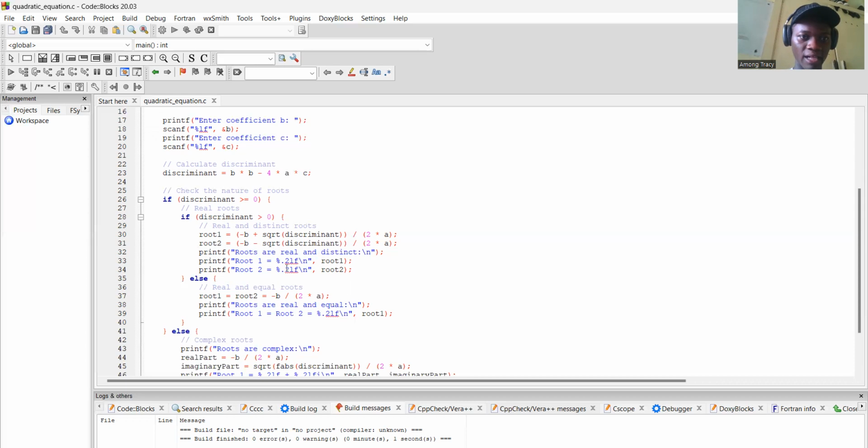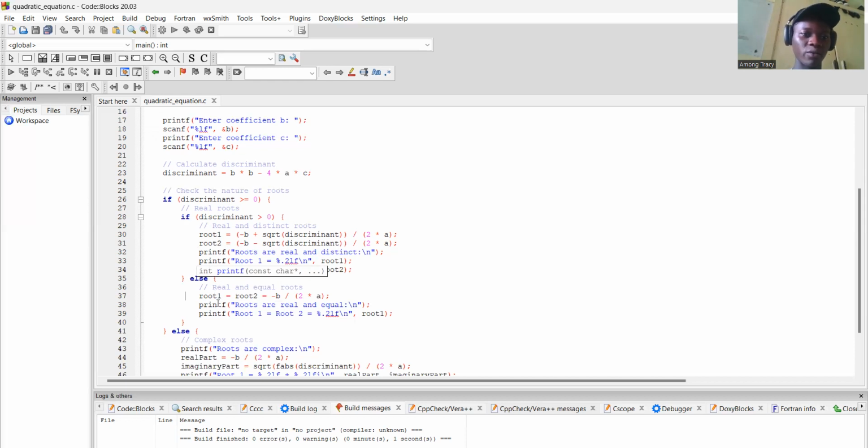Else, if it is less than 0, if it is equal to 0, sorry. If the discriminant is equal to 0, remember at the beginning of the main function, we said if it is greater than or equal to 0. Now we started with a scenario where the discriminant is greater than 0. Now, after that, we're done with that part.